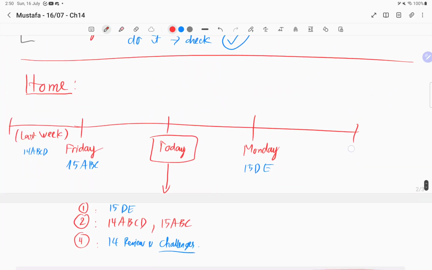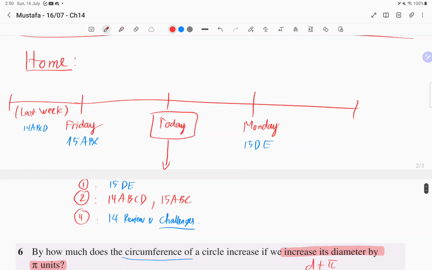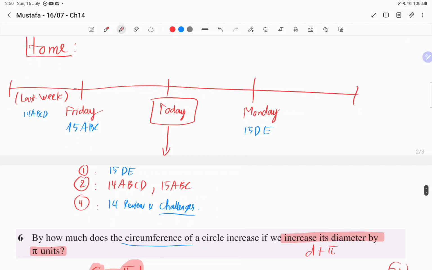So my plan for you, for example, because you did 14 ABCD and 15 ABC last week, assuming I've gone through all of that, you need to go back and do these practices yourself. Remember, next time you also need to, actually I'll get to that in a second. So that's for today. And then let's say our lesson is on Sunday. You finish school on Friday. So let's say Saturday.